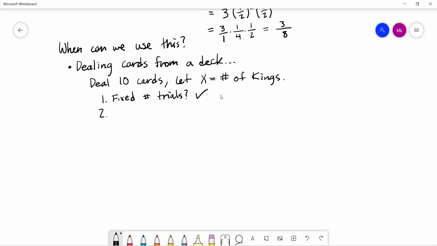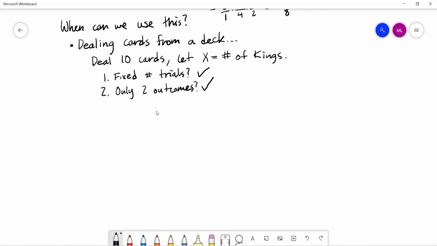Number 2, are there only 2 outcomes, success and failure? Well, the answer is, again, yes. As long as we let X be the number of kings and say that drawing a king is considered success, then drawing a king is a success, drawing any other card that's not a king is a failure, and we've characterized it as success versus failures.